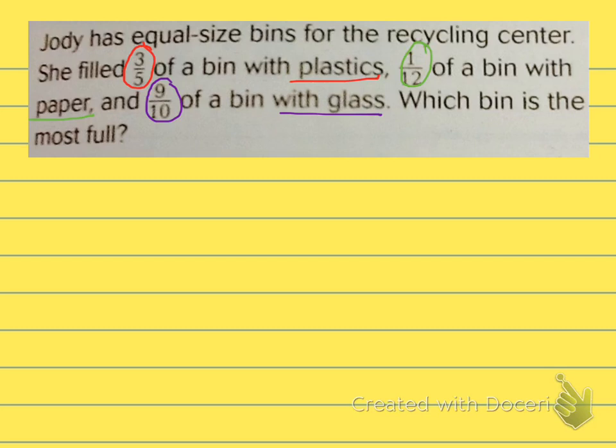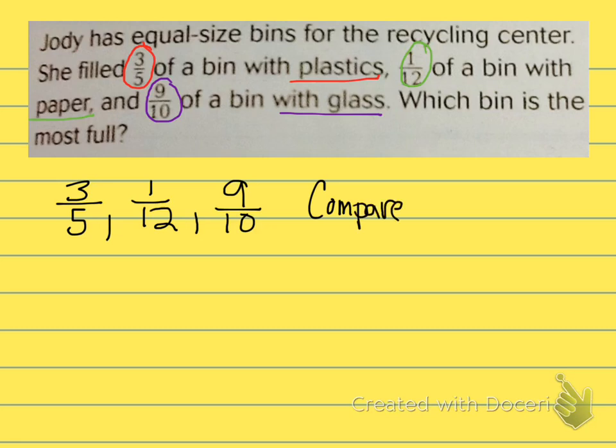So I guess what we're doing is comparing and ordering these fractions: 3/5, 1/12, 9/10. Compare and order. Make sure you write this down.